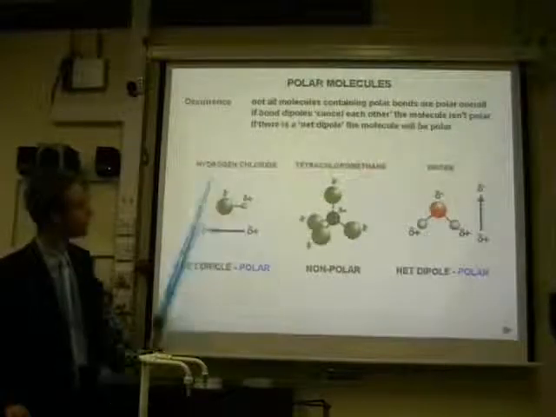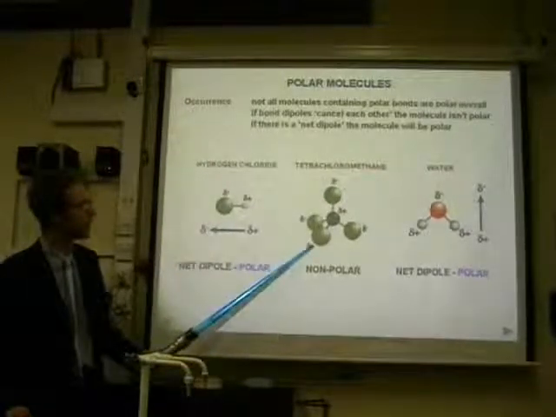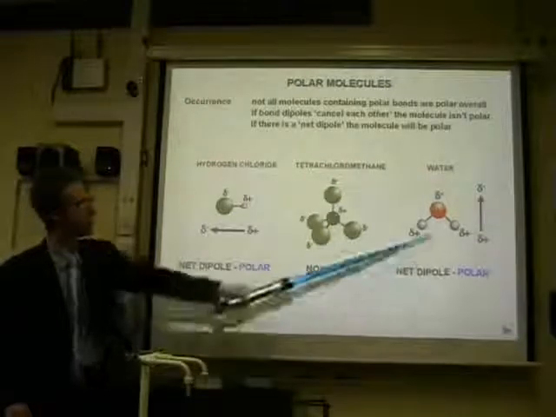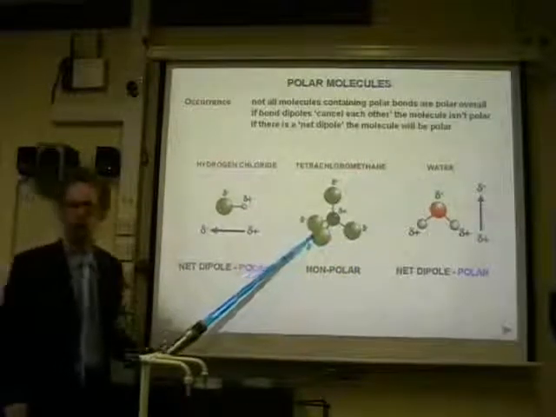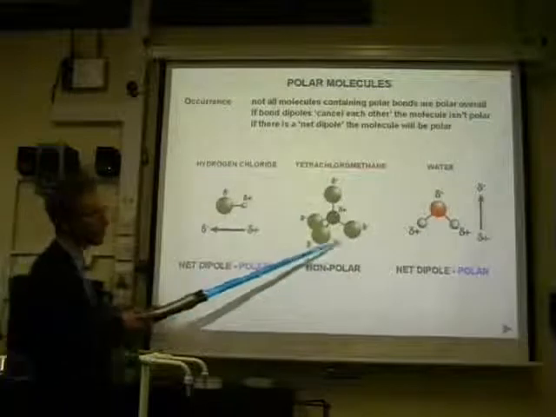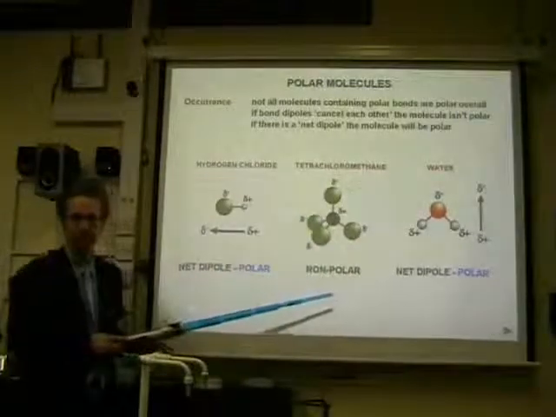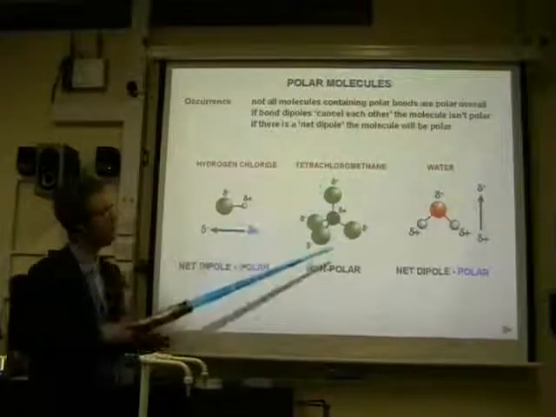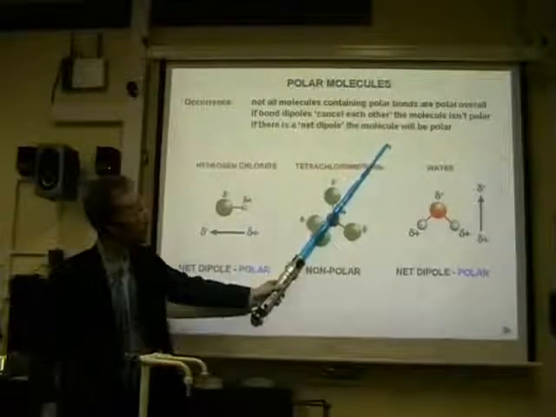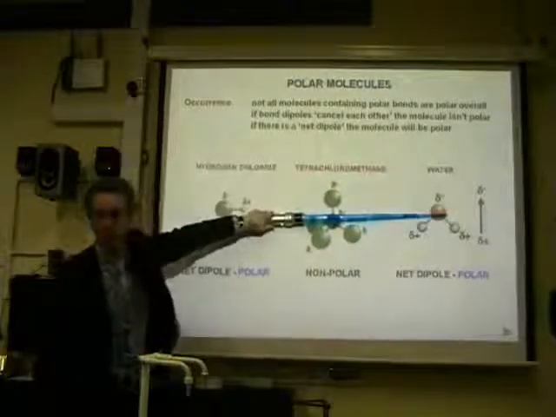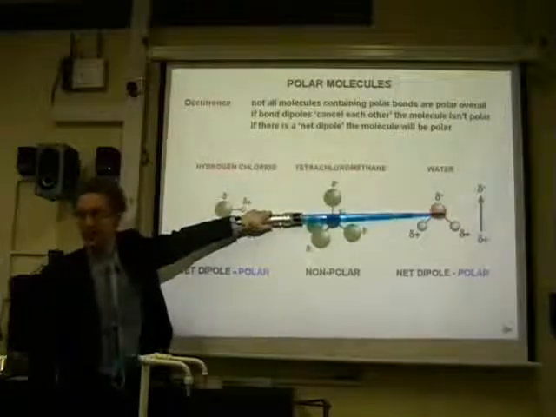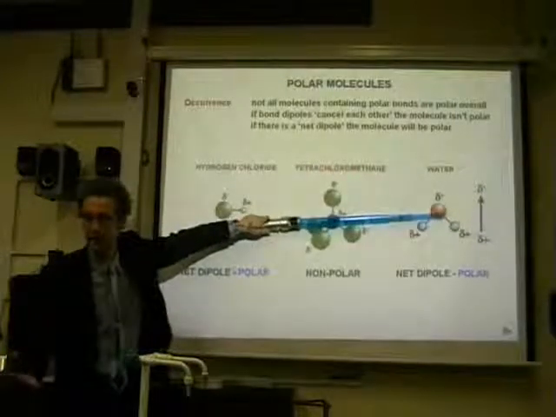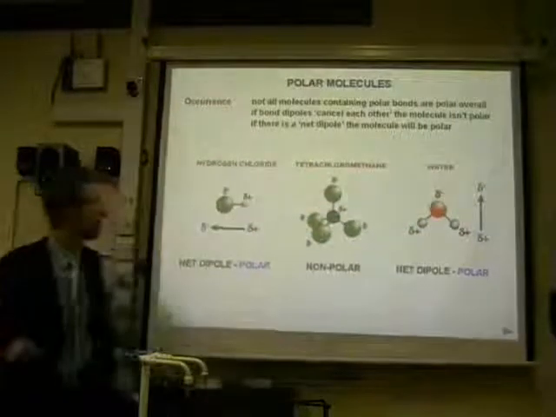So, polar molecules: hydrogen chloride, tetrachloromethane, and water. Except tetrachloromethane is non-polar. And the reason it's non-polar is, although each bond is polar, overall the molecule isn't. There's no line that you can draw through that molecule where one side becomes negative and one side becomes positive. Does that make sense? So it's not a polar molecule.